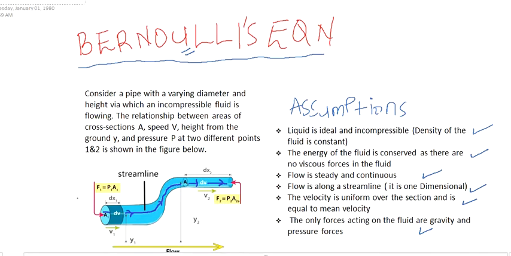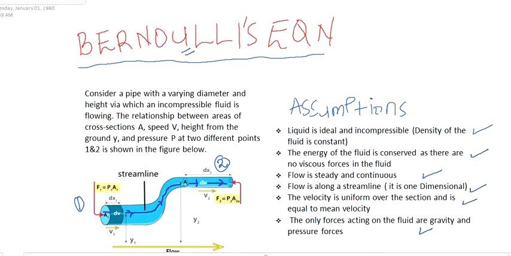This is point number 1 and this is point number 2, and we are considering flow along the streamline. Here we are showing one streamline on a flow tube of a fluid mass. The assumptions taken are, one, that the fluid involved is a liquid which is ideal and incompressible, meaning that its density is constant. Also, the energy of the fluid is conserved because it is assumed that no viscous forces are acting on the fluid. The flow is steady and continuous. Flow is along a streamline and it is one-dimensional.